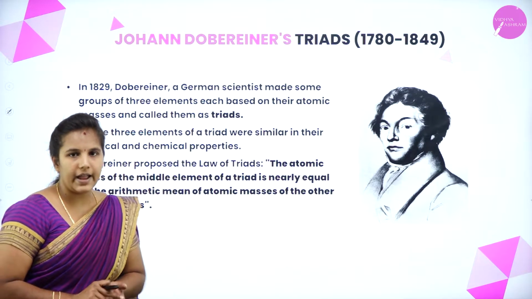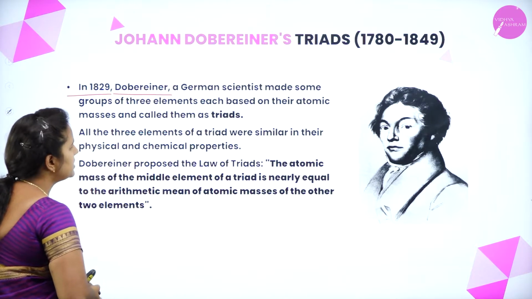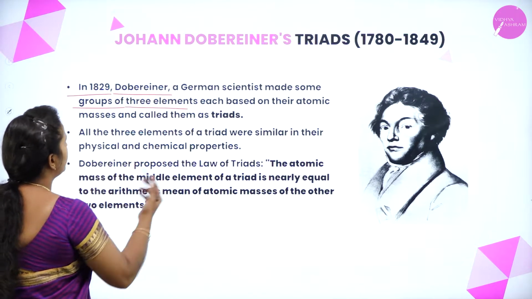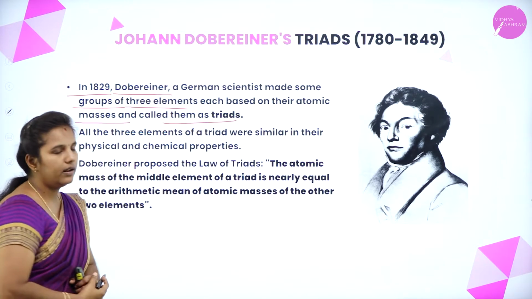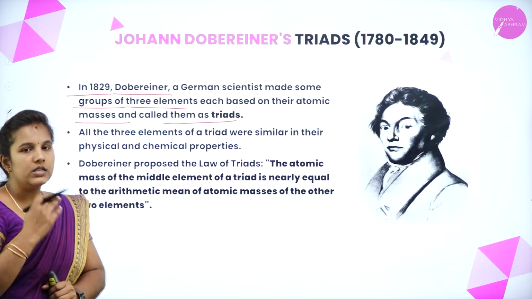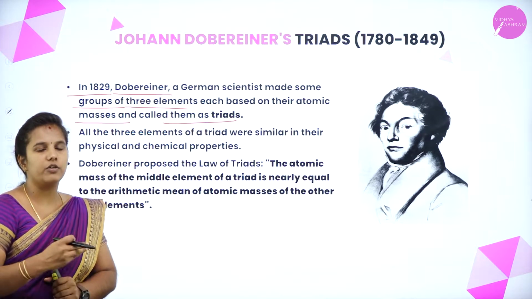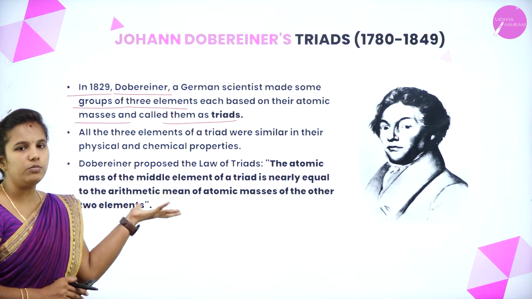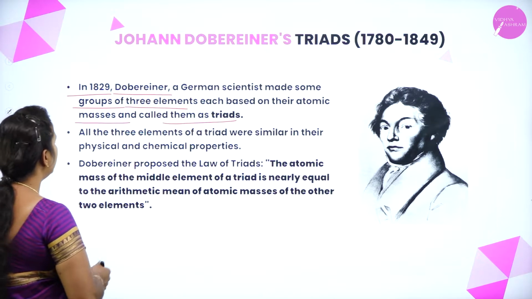Let's see what that idea is. In 1829, Döbereiner, a German scientist, made some groups of three elements, each based upon atomic masses, and he called them a triad. He was the first scientist, after the discovery of maybe 30 elements at that time, to group three elements and call them a triad.